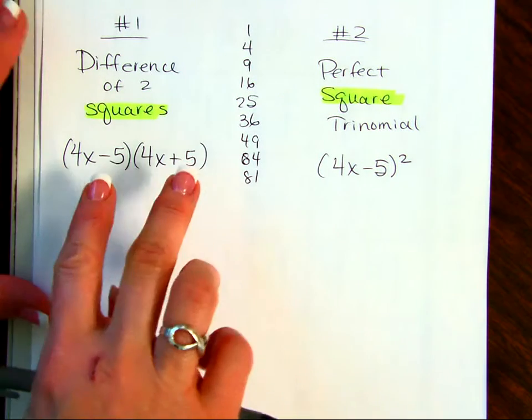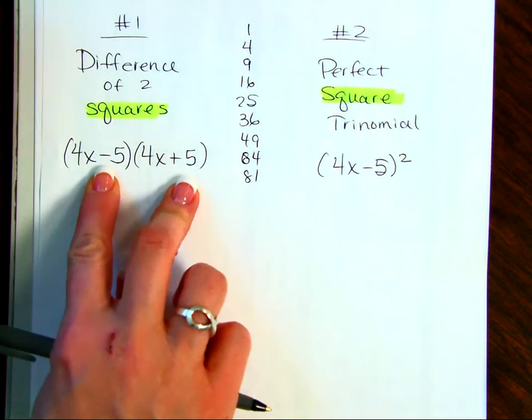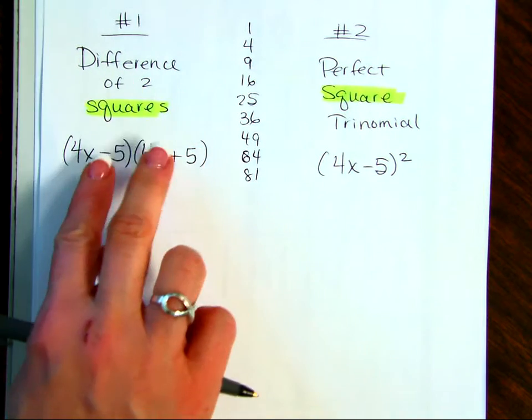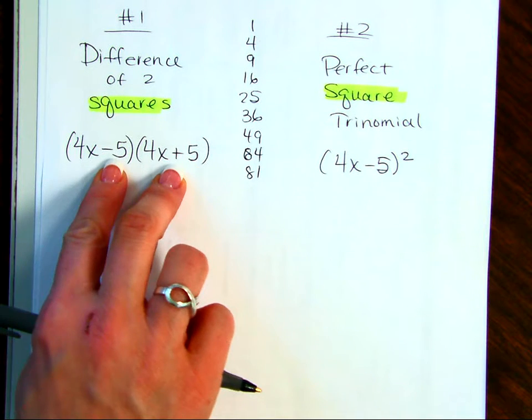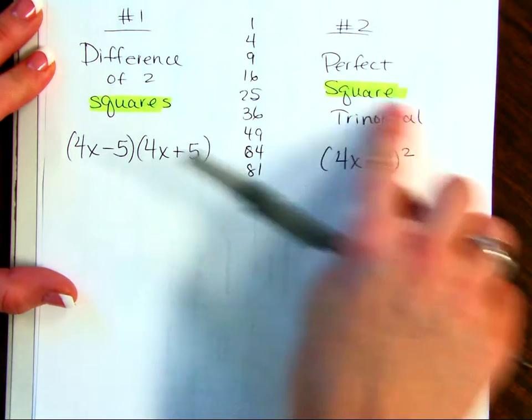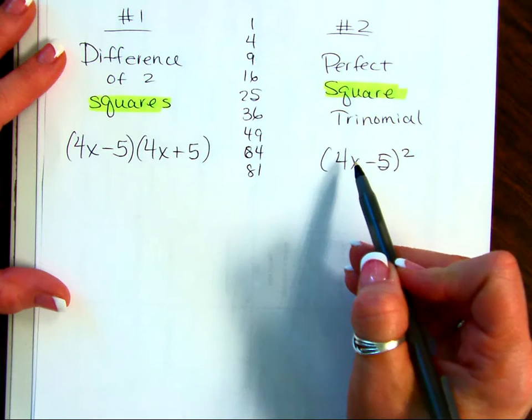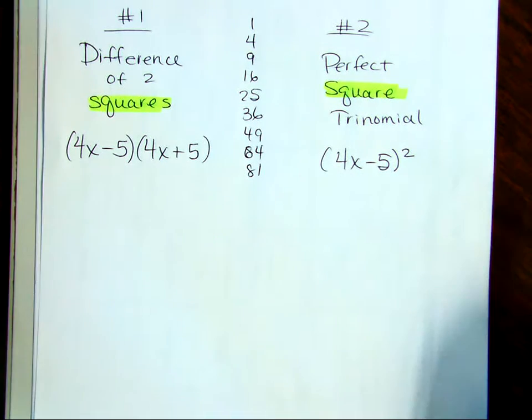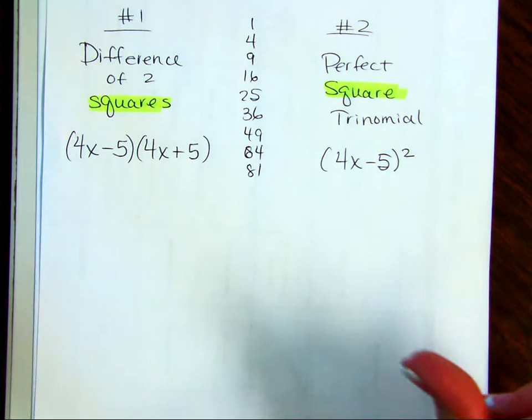Okay? So the difference, I want you to think about this. The difference of two squares means the signs are different. Okay? A perfect square trinomial is when it looks like this. And you know that this just means 4x minus 5 times 4x minus 5. It just means they're two of the same, okay?